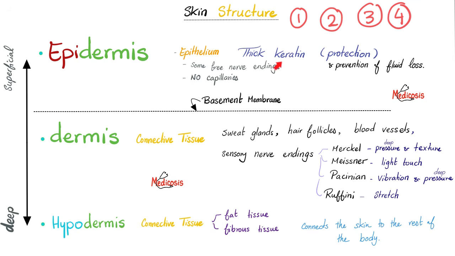Your epidermis has thick keratin for protection. Under the epidermis, there is a basement membrane. Then we have the dermis. The dermis contains sweat glands, hair follicles, blood vessels, and sensory nerve endings. So we find the sensory nerve endings in the dermis and not the epidermis. The sensory nerve endings are many, including Merkel's corpuscle, Meissner corpuscle, Pacinian corpuscle, Ruffini corpuscle, or body.